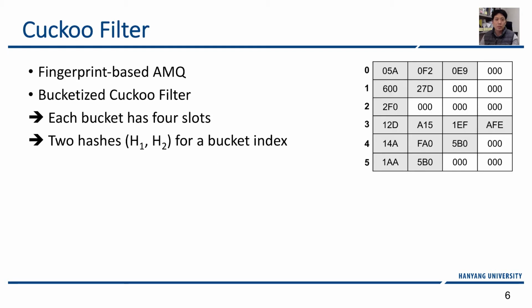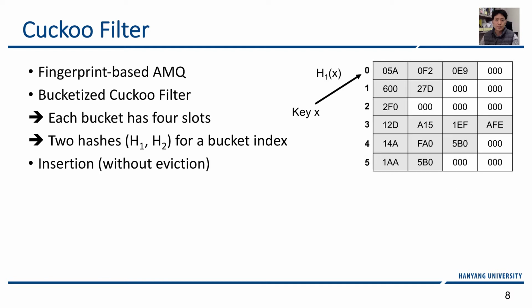Now I'm going to describe Cuckoo filter because it is a good candidate for a fast AMQ for NVM. Cuckoo filter stores a fingerprint, or a short hash, over the key. It has buckets and slots like this, and typically a bucket has 4 slots, each storing a 12-bit fingerprint. For insertion and lookup, it uses 2 hash functions to find the designated buckets.